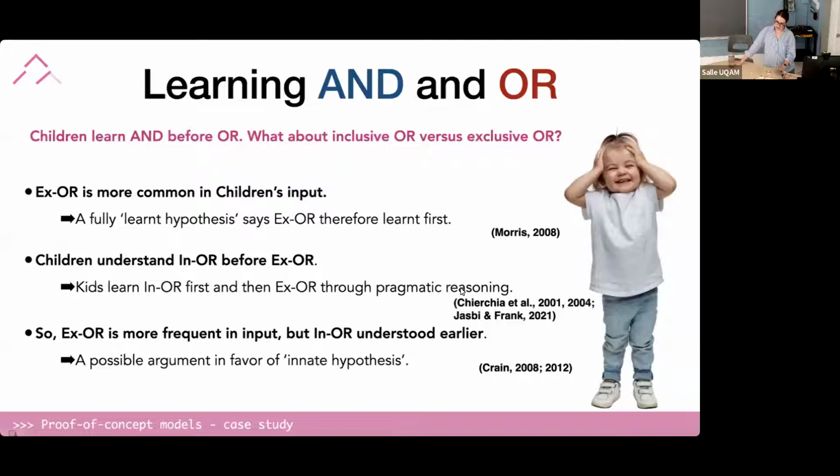So what I'm hoping to do today is to use a proof of concept with language models, visually grounded language models, to show you that we can still salvage a learning hypothesis, even in this context where we seemingly have this contradiction. Okay.